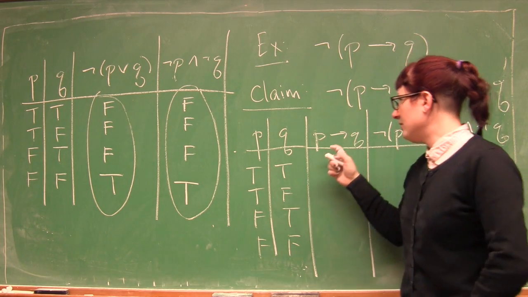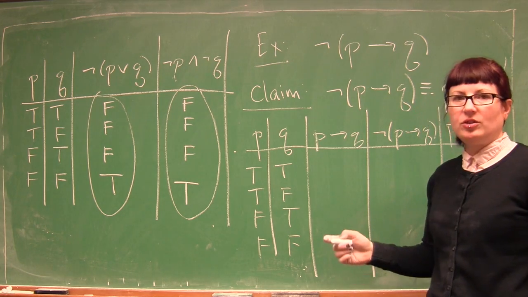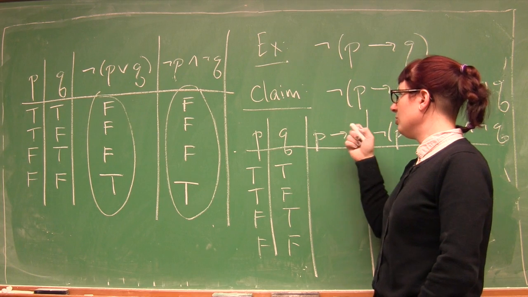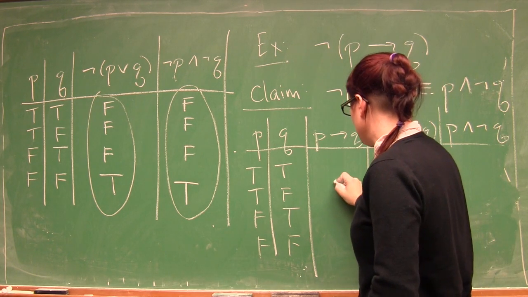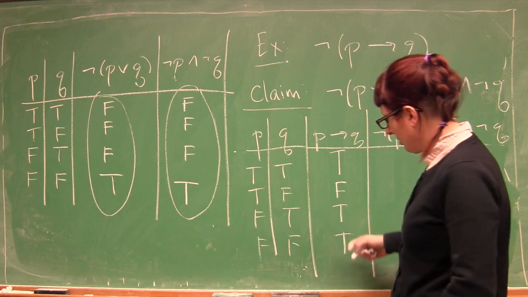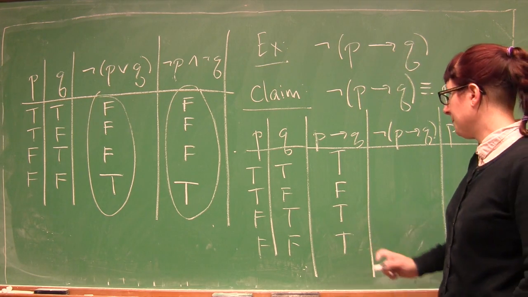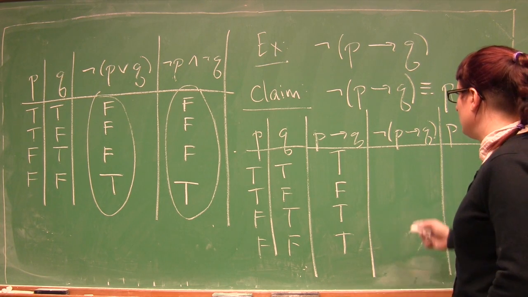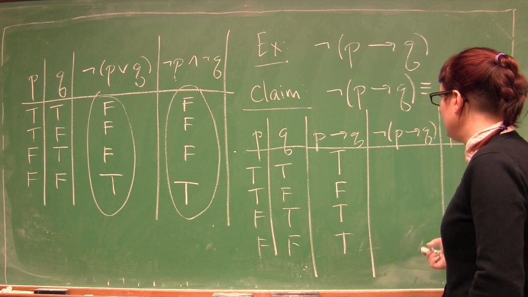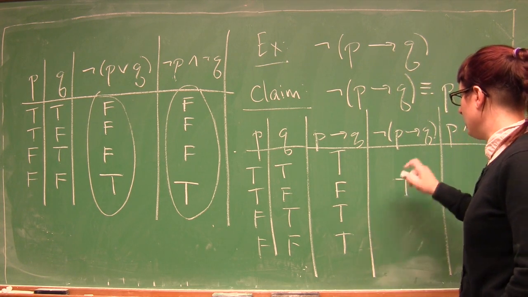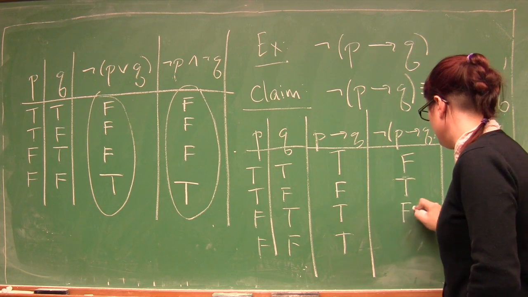Well, we've already seen what the column for P implies Q is. We know it's only false if P is true and Q is false. That's the second row here. In all other cases it's true. In these bottom two cases it's true vacuously. So now we just have to reverse this to form the column not (P implies Q). In this case, the only time it's true is row 2, and then every other row is false.